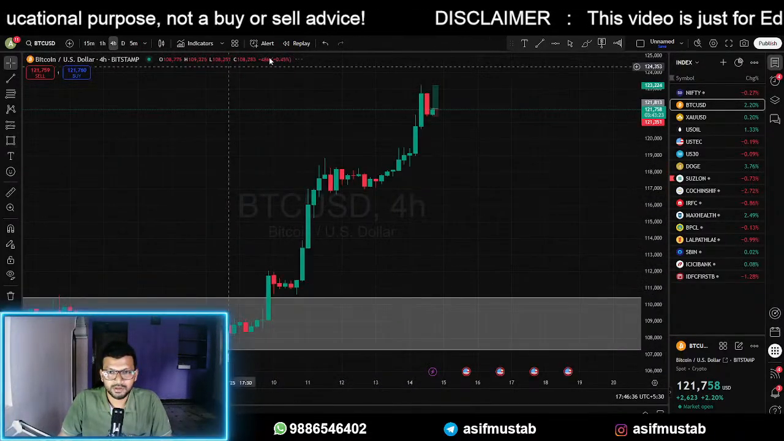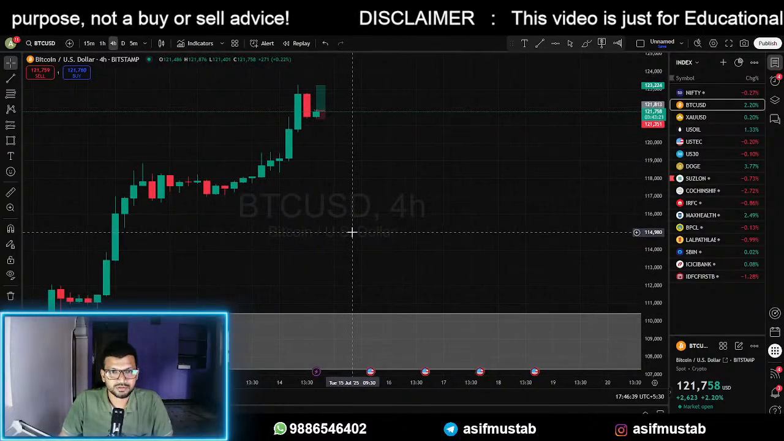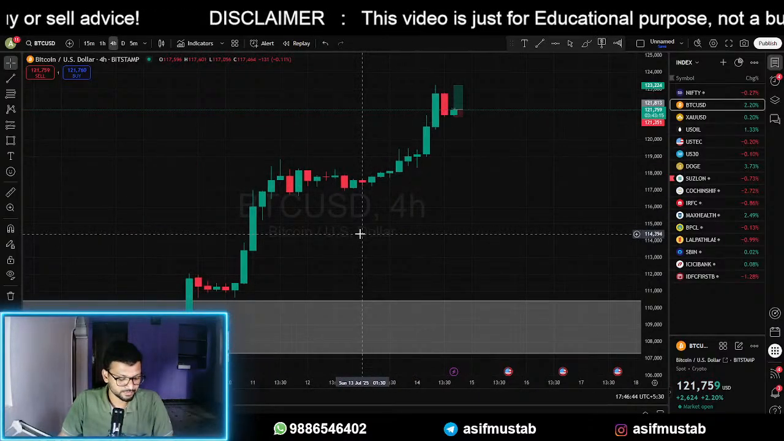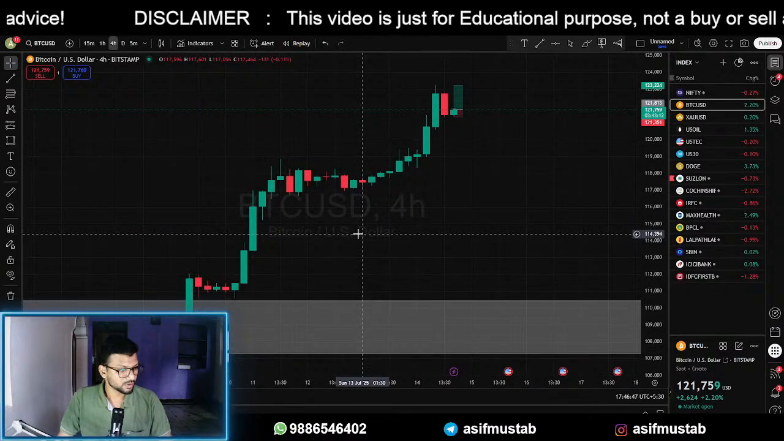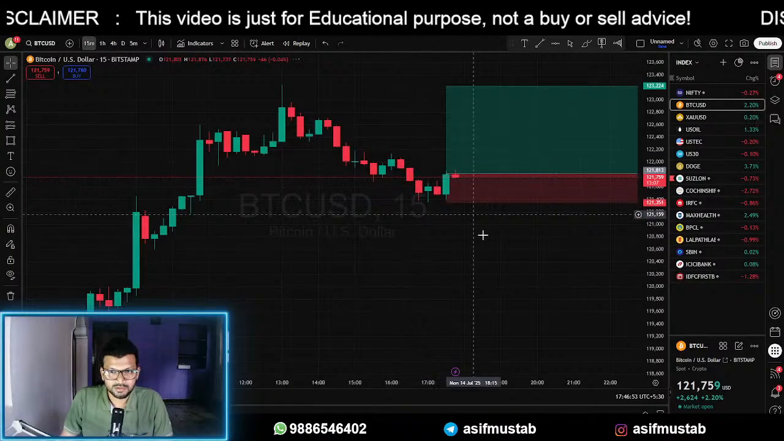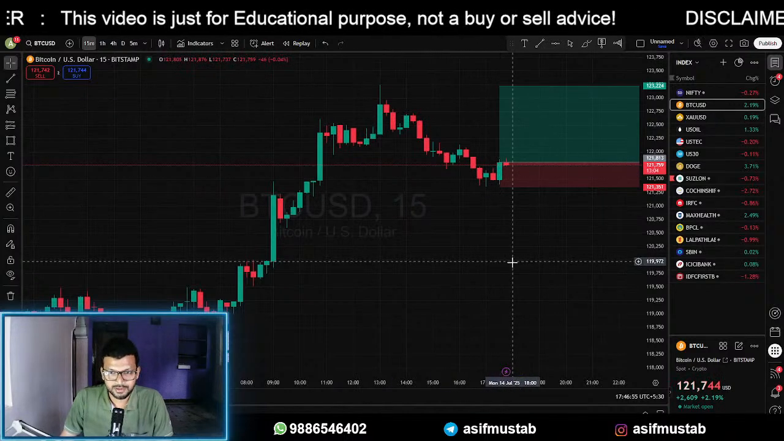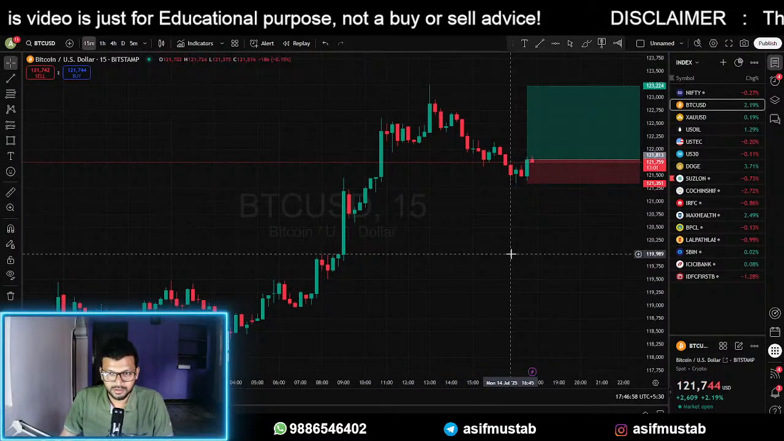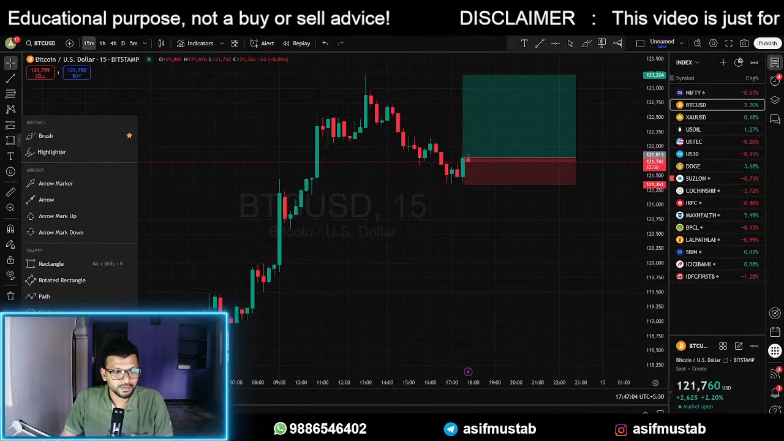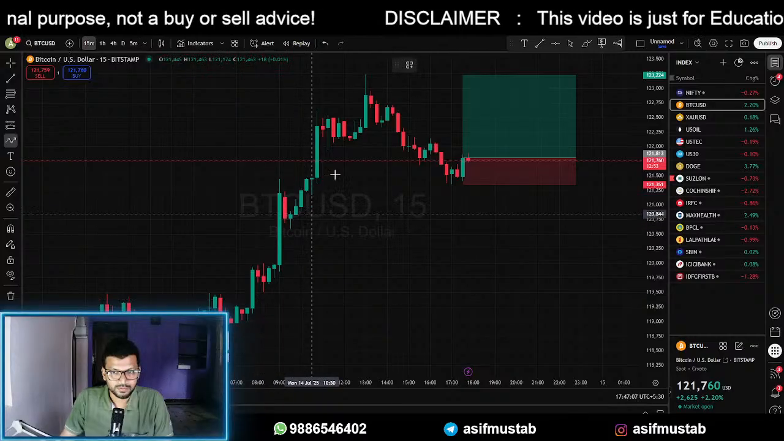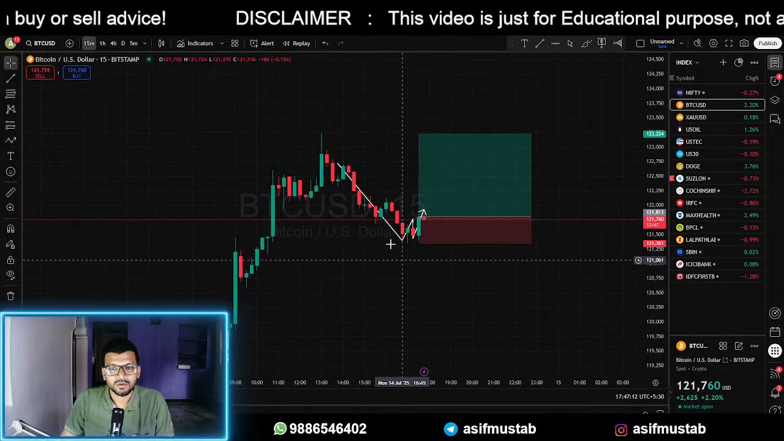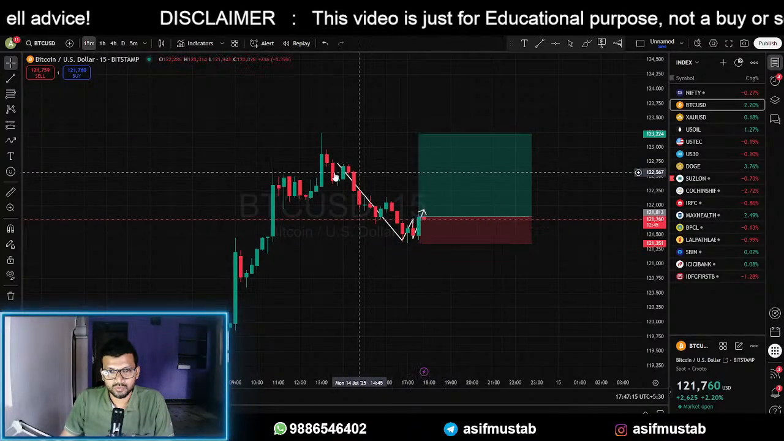If you look at the 4 hour chart, as you can see, we saw a good buying in BTC. But if you come to 15 minutes, the market has taken a retracement. Now we can enter here, and there is a double bottom also. So we can expect at least 1 is to 2.